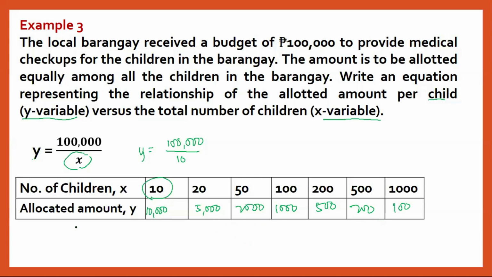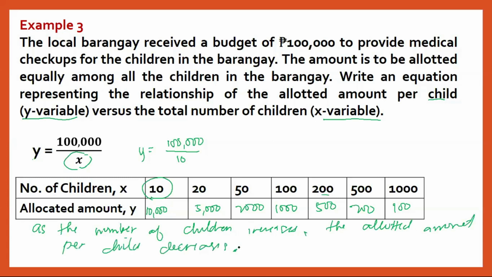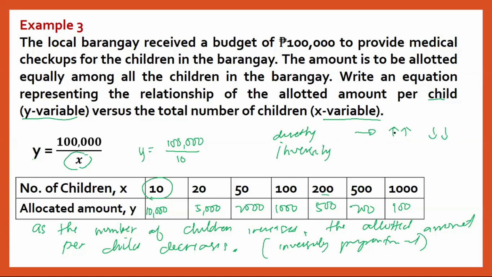What can we conclude now? As the number of children increases, ano nangyayari sa allotted amount per child? The allotted amount per child decreases. Are the variables directly or inversely proportional? They are inversely proportional. Ilinaw ko lang ha, ang directly proportional, same direction. Kung pataas yung values ng isang variable, pataas din yung values ng isa pang variable. Kung pababa yung values ng isang variable, pababa rin yung values ng isa pang variable.